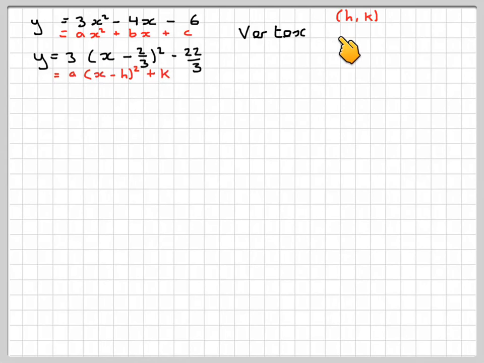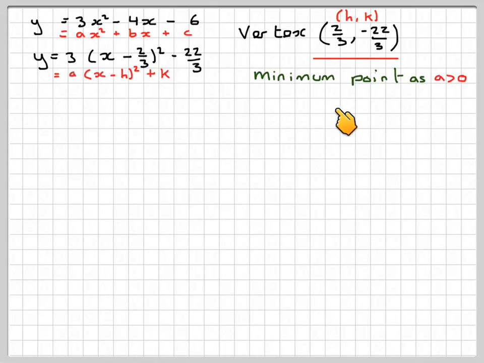The vertex is always going to be h, k. So h actually is 2/3. Be careful, it's 2/3, not minus 2/3. And k will be minus 22 over 3. This will be a minimum point because a is greater than 0, and that's what happens with a quadratic. If a is positive, then it is a minimum point. If a is negative, then it's a maximum point.